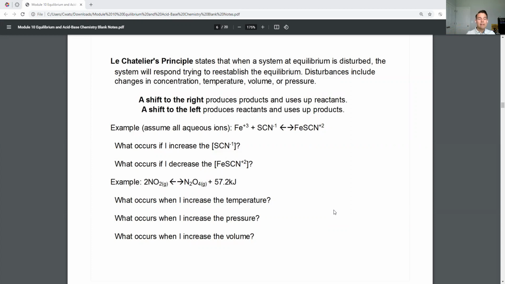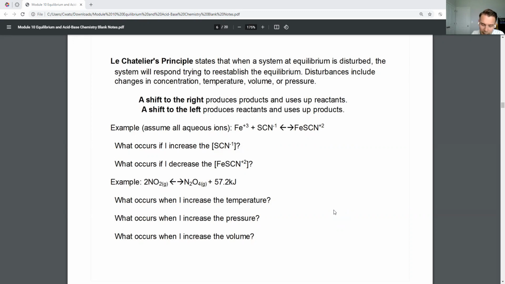And in order to get back to that equilibrium, you're either going to shift to the right or shift to the left. If you shift to the right, you're going to produce products and use up reactants. If you shift to the left, you're going to produce reactants and use up products. So basically, you're just trying to undo the thing that was done so you can get back to where you were. So the example, assume that they're all aqueous ions.